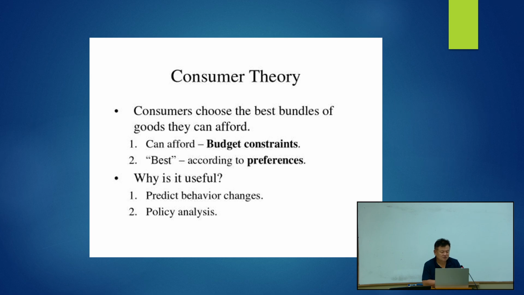So in consumer theory, consumers choose the best bundle of goods they can afford. Afford means the availability in your pocket, affordable. Bundle means a combination of goods and services. So you can afford it within a budget constraint. Best, what is the best? According to preferences within your pocket, your budget.